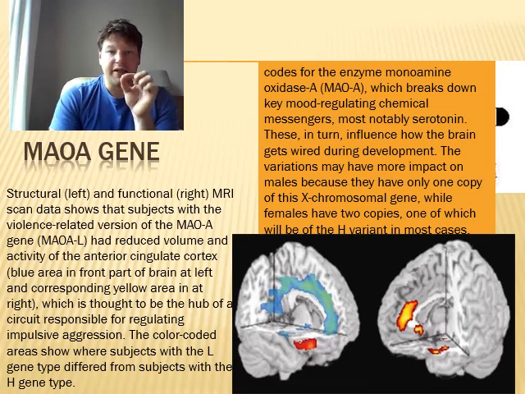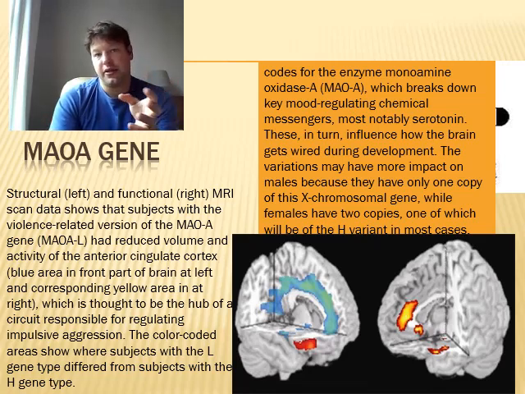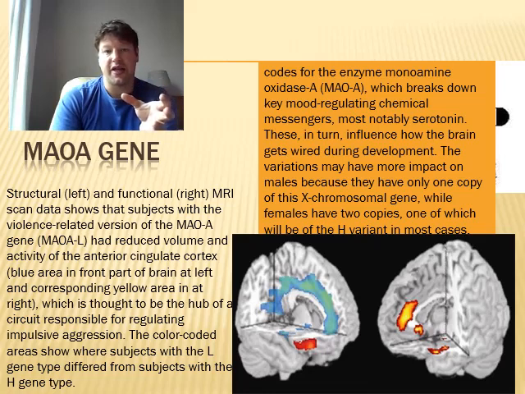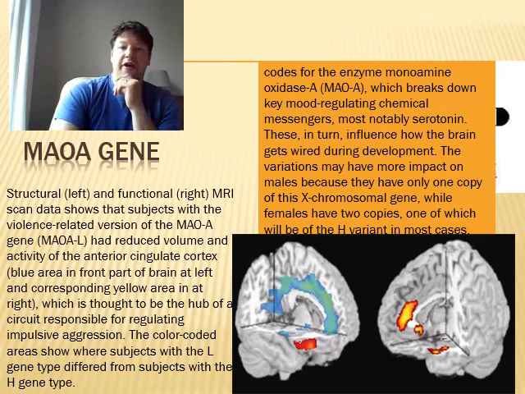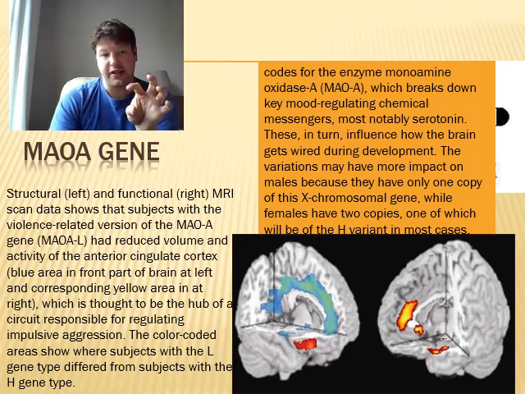The next is the link to serotonin. Now, serotonin may be, I hope, a word you understand, and it's linked to aggression as we go through. So coenzymes MAOA, which break down key mood regulating chemical messages, most notably serotonin. This in turn influences how the brain gets wired during development. The variations may have more impact on males because they have only one copy of this X chromosome, while females have two copies, of which the H variant is in most cases. It's just to say that it is linked to MAOA.